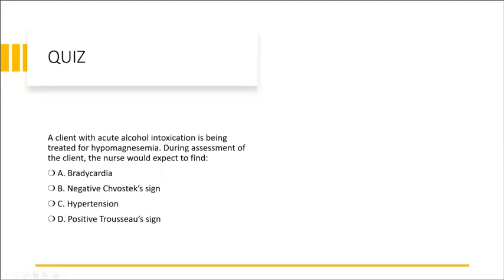Today we'll be looking at acute alcohol intoxication. And as usual, we'll start with a quiz. A client with acute alcohol intoxication is being treated for hypomagnesemia. During assessment of the client, the nurse would expect to find bradycardia, negative Chvostek sign, hypertension, positive Trousseau sign.